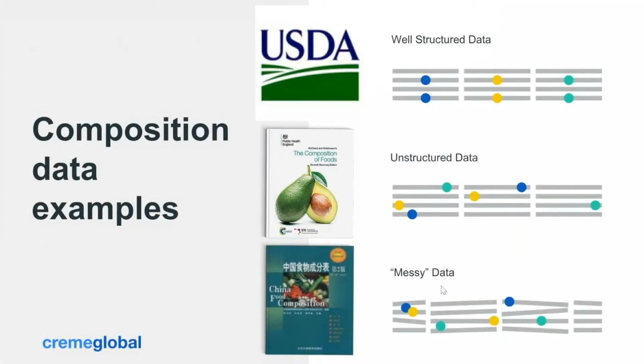So some composition data examples. The USDA is a common one, the Council Wisdom in the UK, and then the Chinese Food Composition Database. As I said, these vary considerably in their structure and also in their quality. Some are linked directly back up to their food intake data, so into the survey, others are not, and some are still paper-based, so these offer different challenges, and you need to consider these as well.